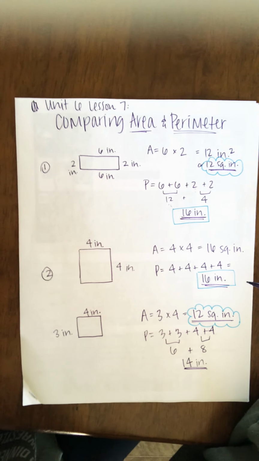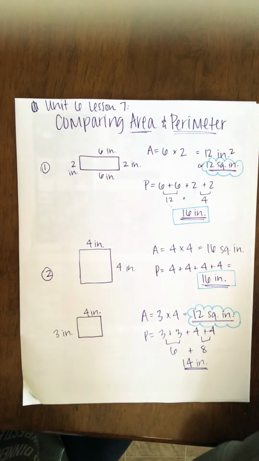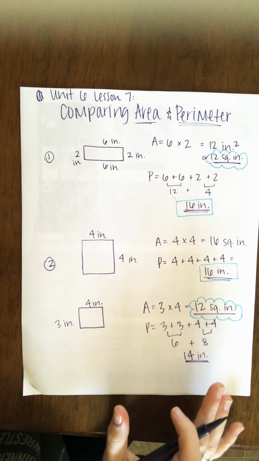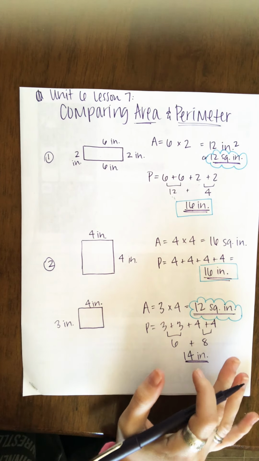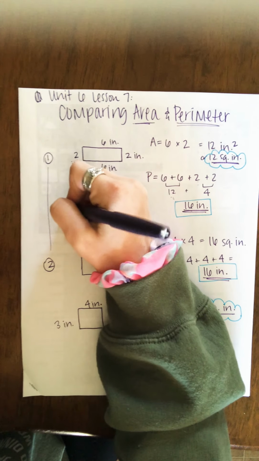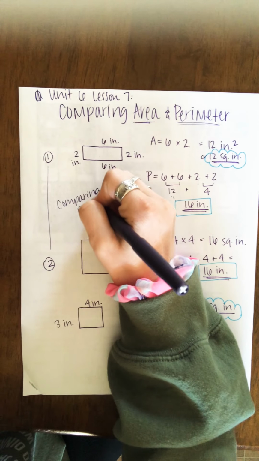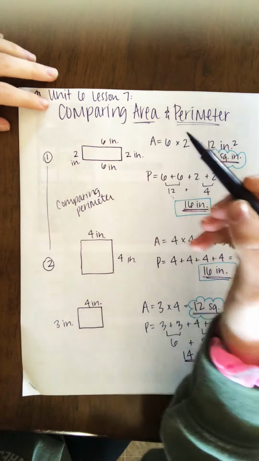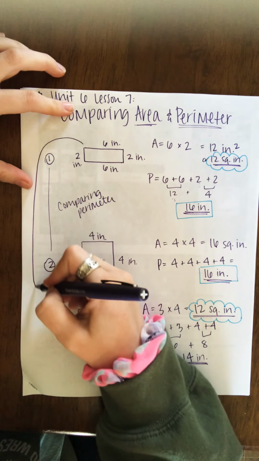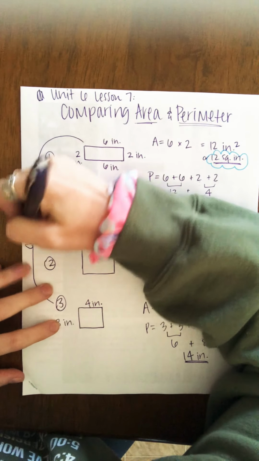So when it's asking you to compare, it's just asking you to simply do the math and see if one's greater than, less than, equal to, because just because it looks bigger doesn't mean it's going to be bigger. Okay, and then here I'm going to write comparing perimeter. Okay, then I'm going to go from, let's see which ones are equal here, from this one down around to number 3, I'm going to write comparing area.